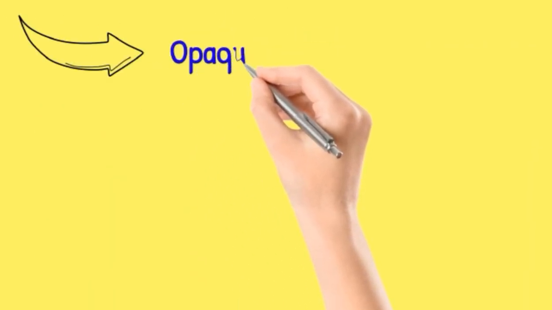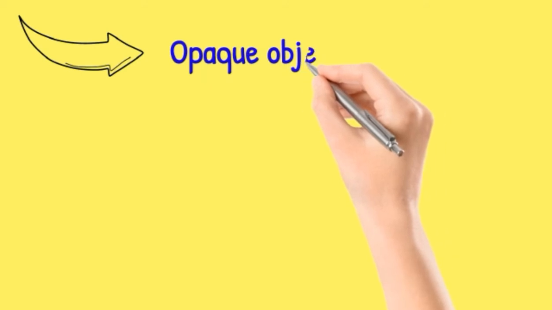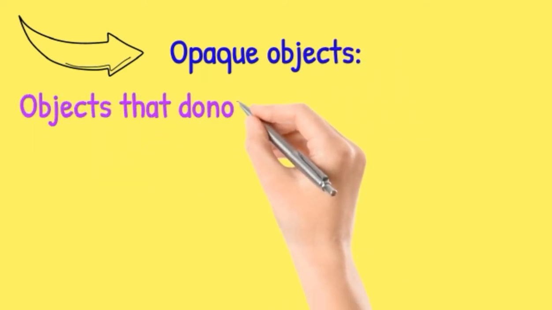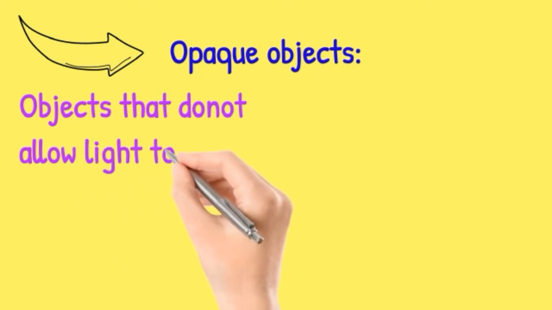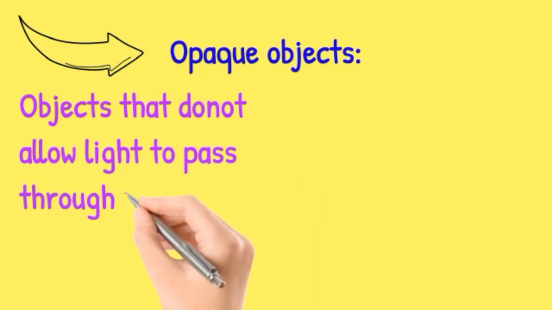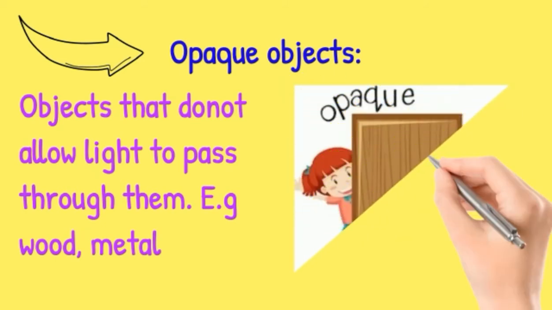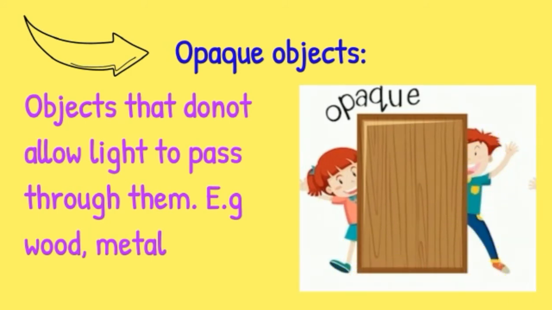Number 3 is opaque objects. Opaque objects are those objects that do not allow light to pass through them. For example, wood, metals, concrete, ceramics, fibers, and certain plastics are all examples of opaque objects. When light is shone on an opaque object, a shadow is formed behind it.